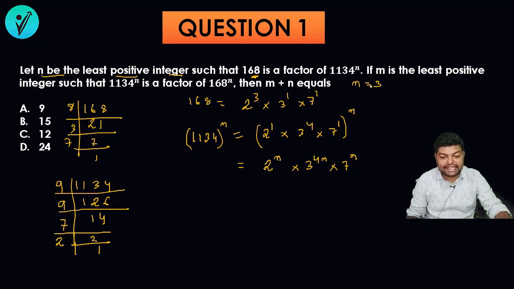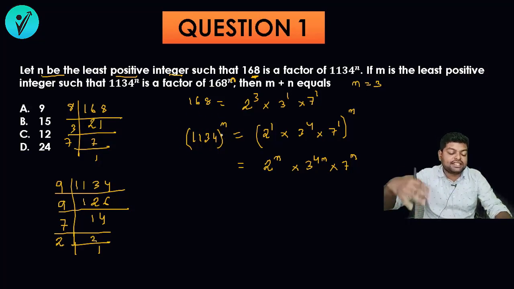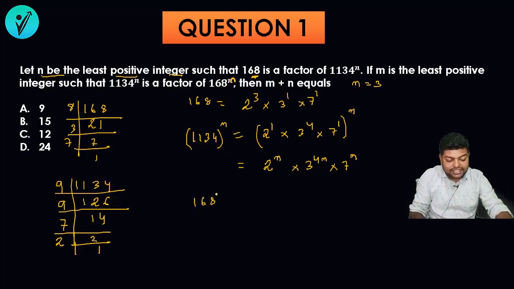Next, coming to the next line, it says that if m is the least positive integer again, such that now 1134 to the power of n is a factor of 168 to the power of n. Okay, so it's not n, it's m, sorry, let me make a correction. It will be 168 to the power of m. Now this number is a factor of 168 to the power of m. So first of all, 168 to the power of m will be what? 168 to the power of m will be 2 to the power of 3m into 3 to the power of m into 7 to the power of m.